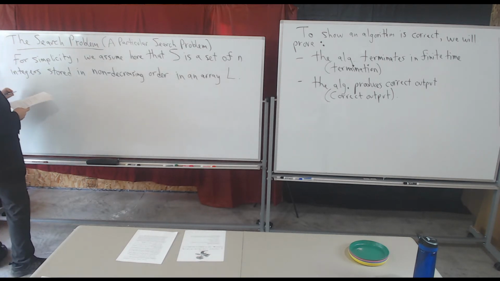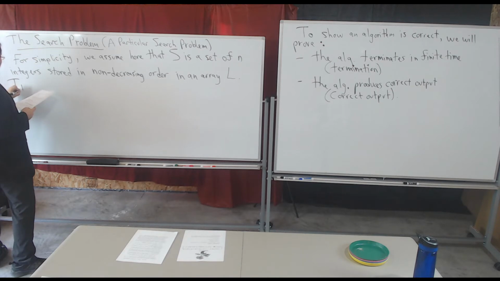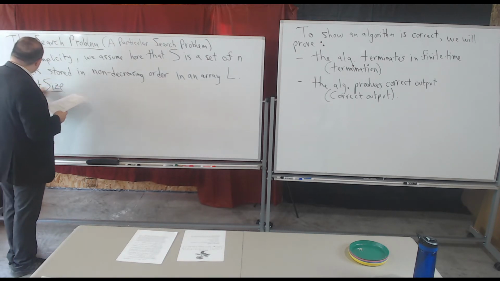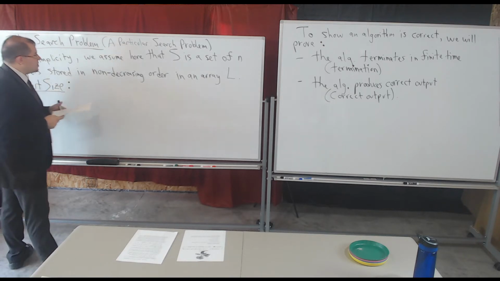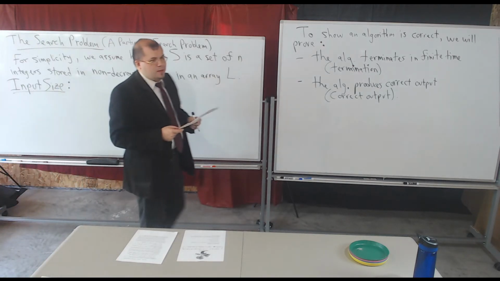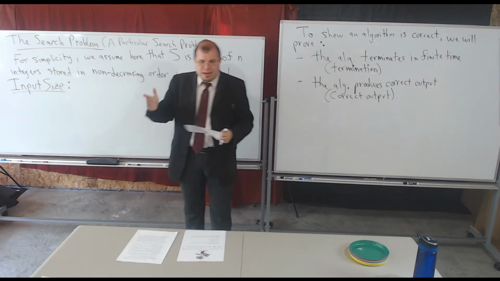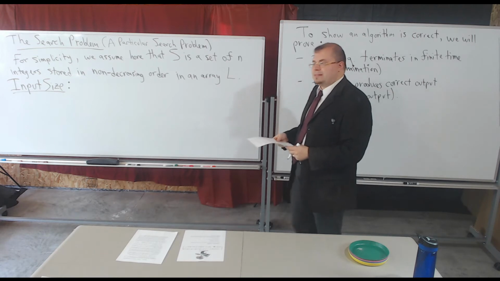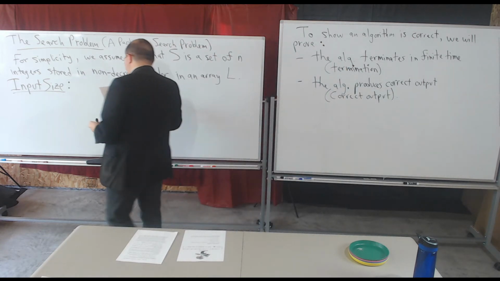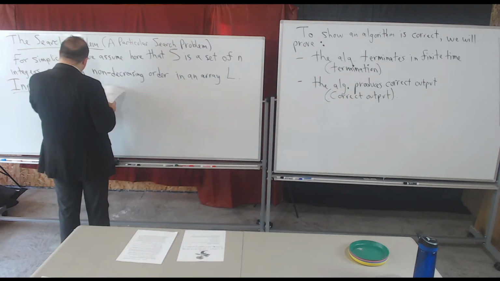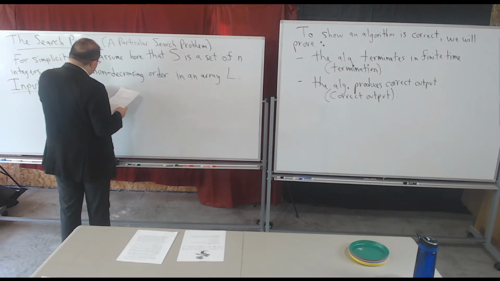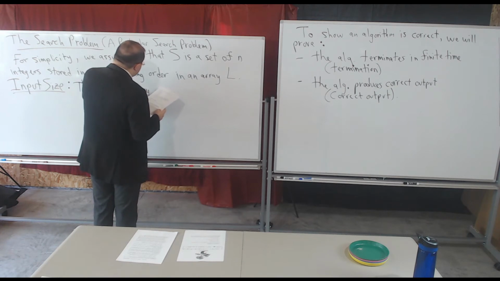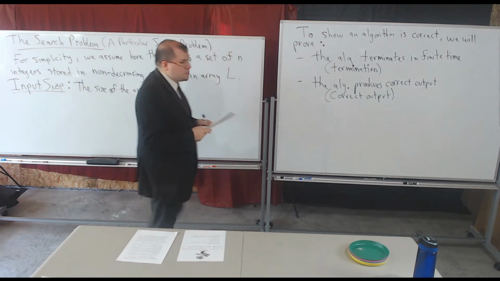But before anything, we have to talk about input size. Remember, we need to consider the input size of a problem like this. The input size is an array with n integers in it. So what's the input size here? Well, I have n integers. Just think of each one of these integers being some fixed number of bits. Well, it's just the size of the array, which is just n, right? So that's the input size.